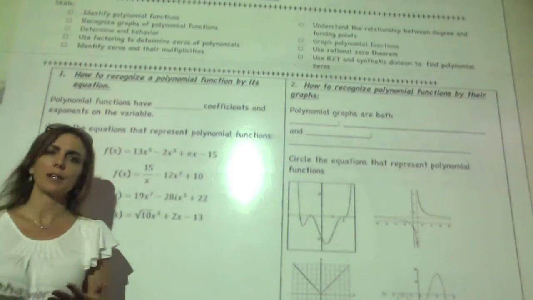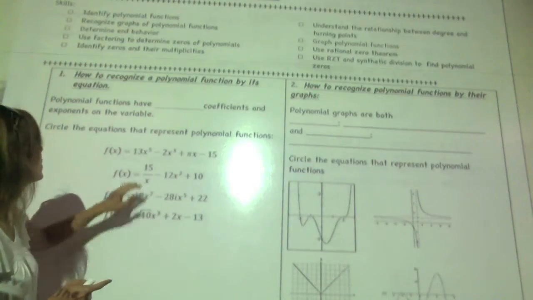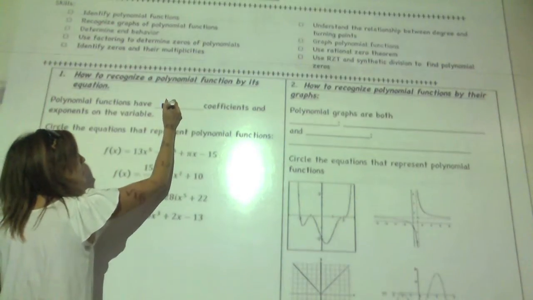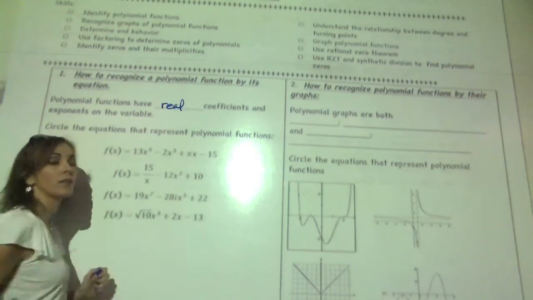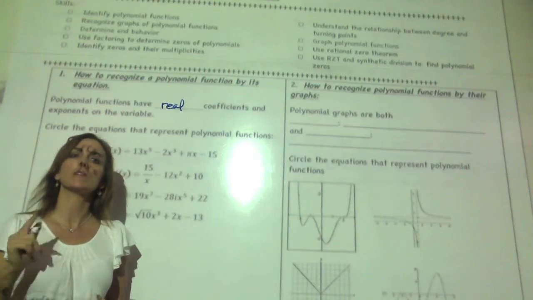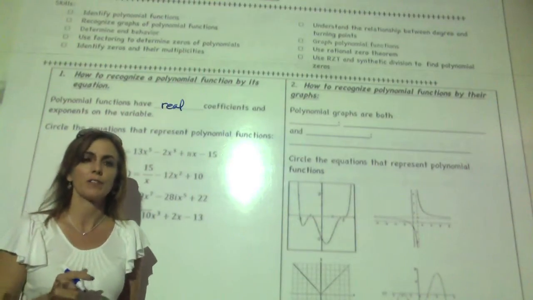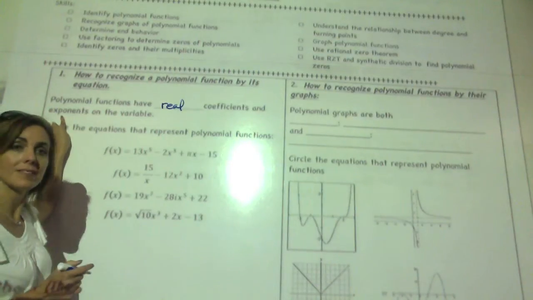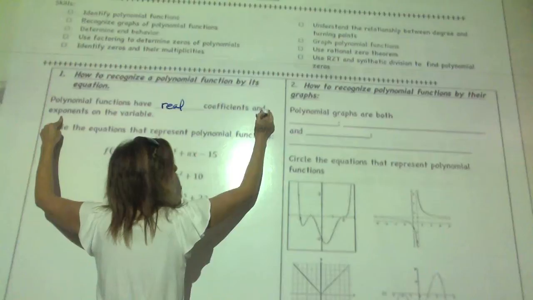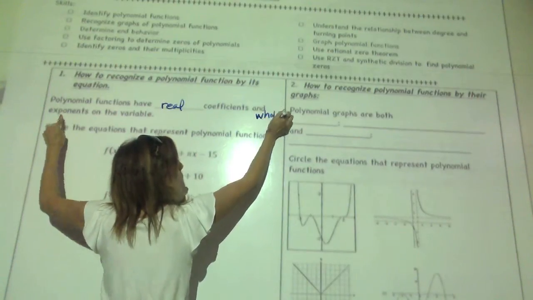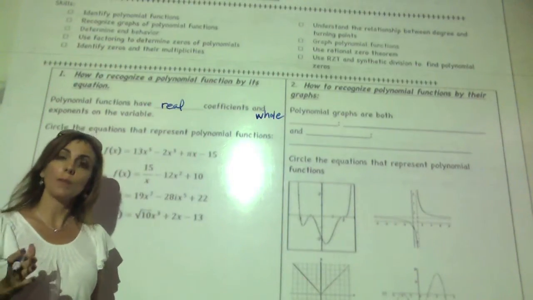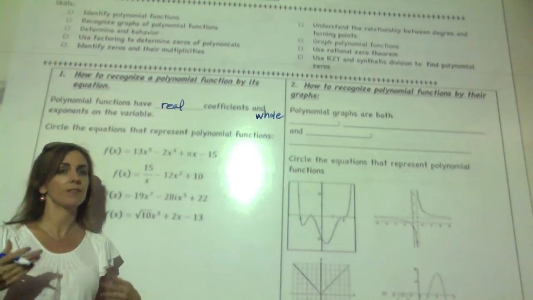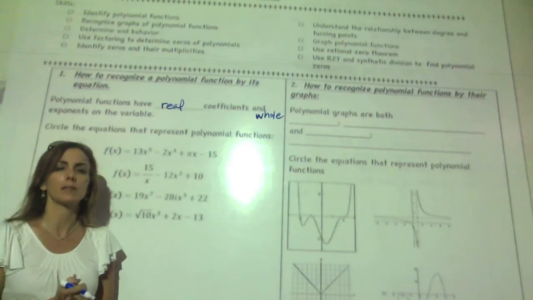So really there's two criteria. One is that the coefficients must be real. And if the coefficients are real, that just eliminates one thing, imaginary coefficients. And the other thing that we want to know is the exponents need to be whole. What does it mean to be a whole number? A whole number is a counting number or zero. So 1, 2, 3, 4, 5, the counting numbers plus 0.